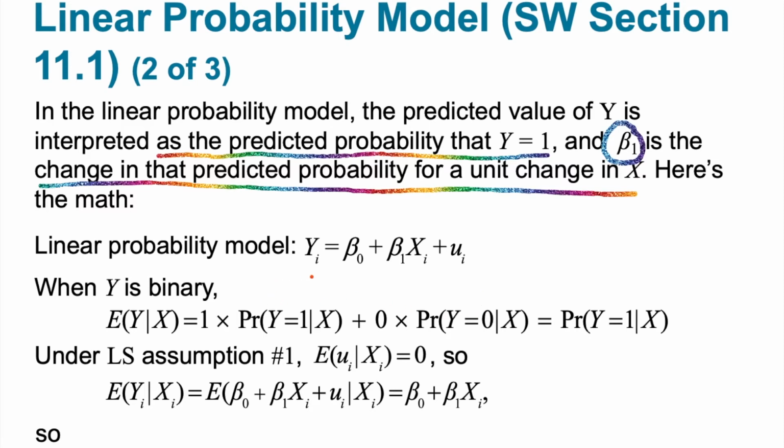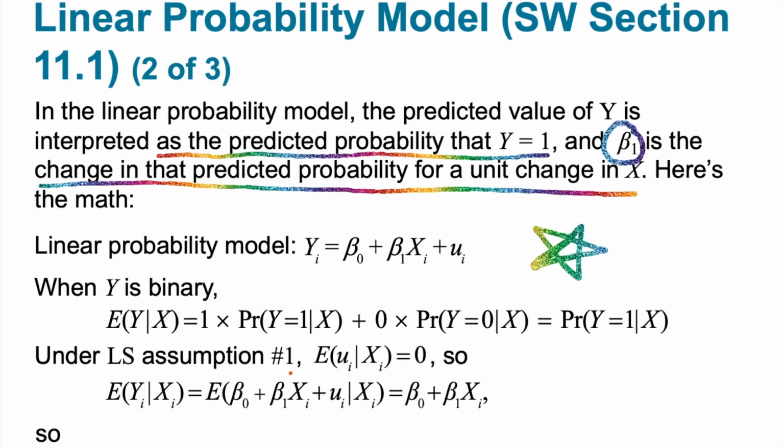Now here is the math. Our linear probability model is given by this equation: yi is equal to beta naught plus beta 1 times xi plus ui. When y is binary, the expected value of y given x is equal to 1 times the probability that y equals 1 given x, plus 0 times the probability that y equals 0 given x, which is equal to the probability that y equals 1 given x.